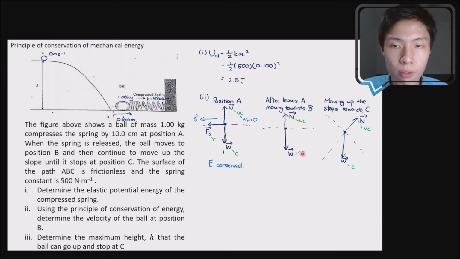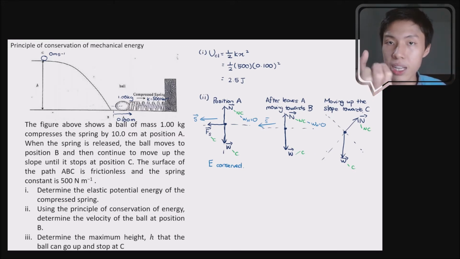Again, the motion after leaving A moving towards B is again towards the left. So we know that both of these will do no work. The work done by the normal force will again be 0. The work done by the weight will also be 0. So since in this case the total work done is 0, you should expect no change in kinetic energy. Thus, you should expect no change in the speed of the object.